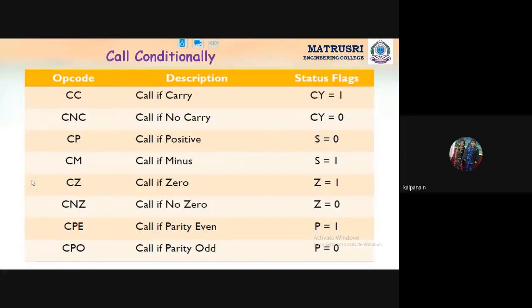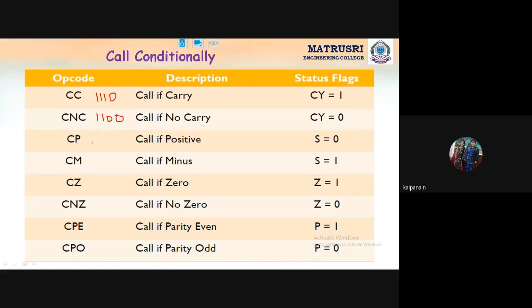Now, conditional call instructions. CC: one C stands for call, the other C stands for carry. CC means if the carry flag is set to 1, then call the 1110 memory location. CNC: if there is no carry, then go to the 1100 memory location, or call the instruction present at 1100.